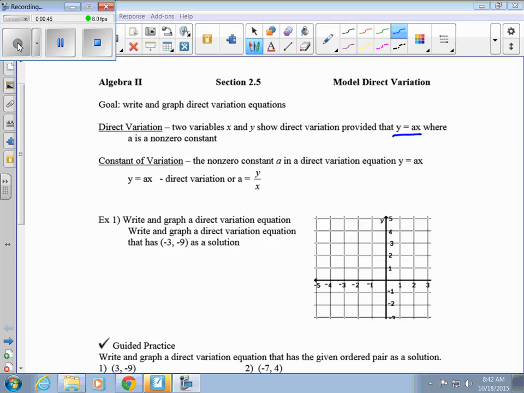So it's y equals ax, and if you solve it for a, it would be a equals y divided by x. We will look at that later to tell if either a table or a set of ordered pairs is a direct variation, because then we can take y divided by x and see if it gives us the same constant. If it does, then that's a direct variation. So that's the constant of variation in the direct variation equation, y equals ax. Make sure you have that on your note card. You're going to want to know that.